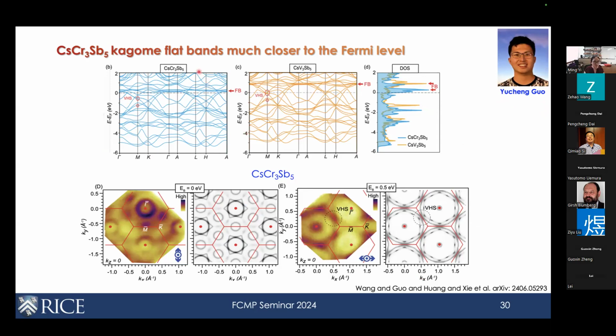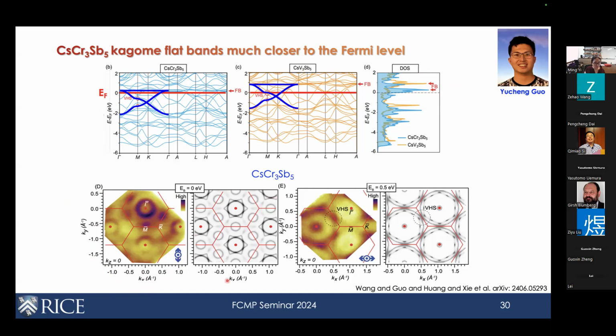So if you compare the chromium-based Kagome lattice system to the vanadium-based system, you can already see that at the DFT level, the flat bands are much closer to the Fermi level, at least, but still above the Fermi level, right? So this is the flat band density of states peak. You can see. So if we look at the Fermi surface mapping, which is shown here, we see two main features. One is this large electron pocket at the gamma point.